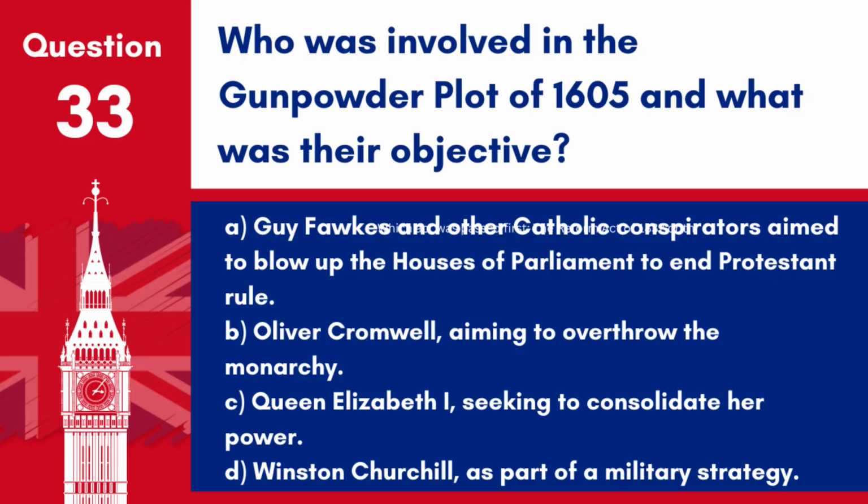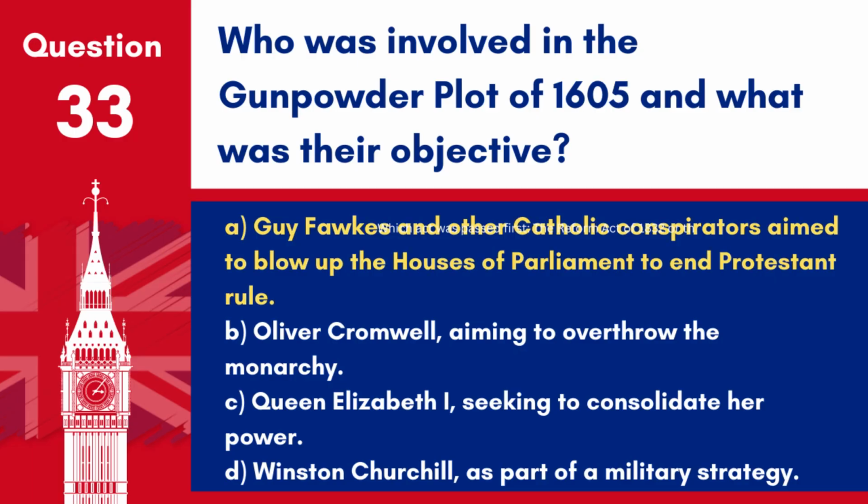Question 33. Who was involved in the Gunpowder Plot of 1605 and what was their objective? A. Guy Fawkes and other Catholic conspirators aimed to blow up the Houses of Parliament to end Protestant rule. B. Oliver Cromwell, aiming to overthrow the monarchy. C. Queen Elizabeth I, seeking to consolidate her power. D. Winston Churchill, as part of a military strategy.